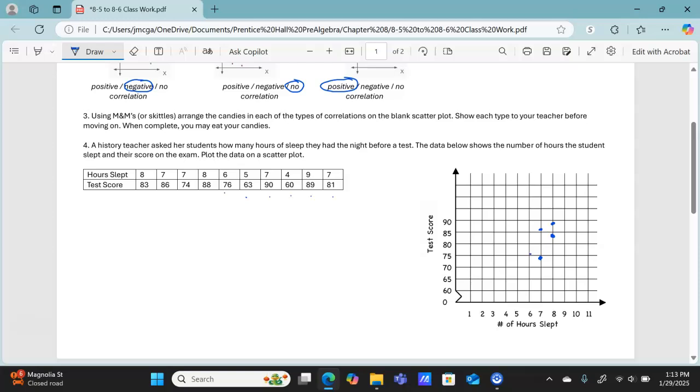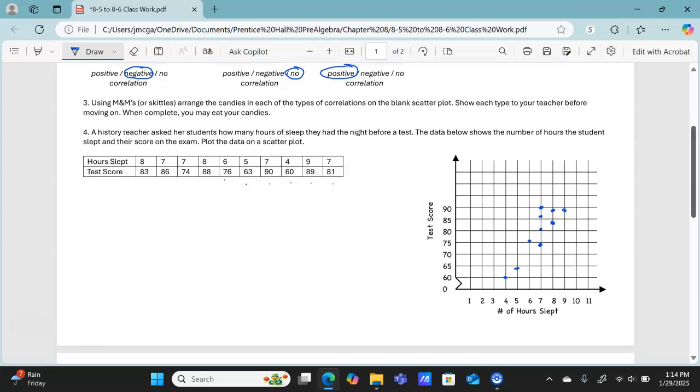We have 6 and 76, 5 and 63, 7 and a 90, 4 and 60, 9 and 89, 7 and 81. So this is a scatter plot, and you can see there's roughly a positive correlation, but it is a rough positive correlation.